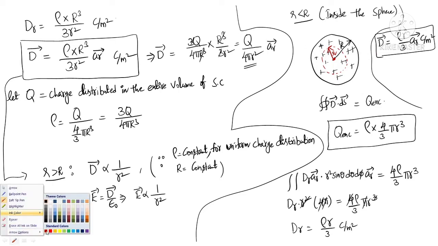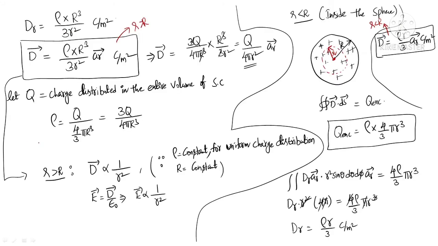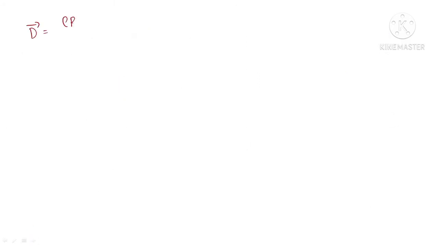Okay, so let me write this. This is the flux density for the region which is outside the spherical charge, and this is the electric flux density for the region inside the spherical charge. Let us write both the equations at a single place. So it is D bar is equal to rho into capital R cube by 3r square a r bar coulomb per meter square for the region r greater than capital R.